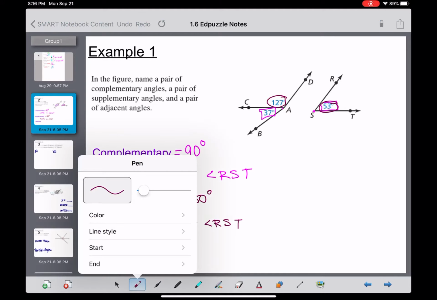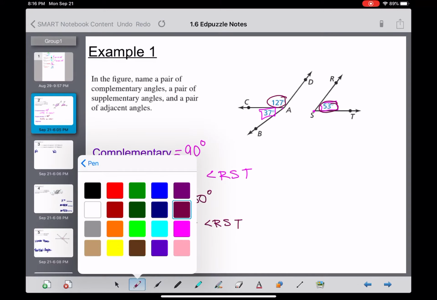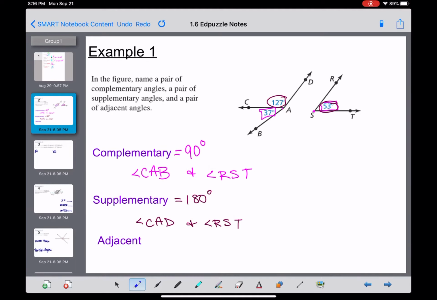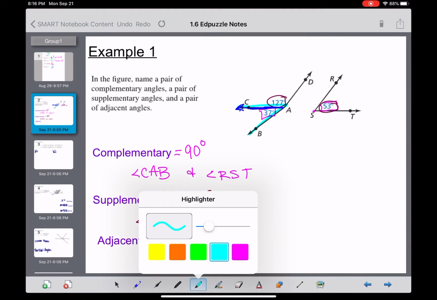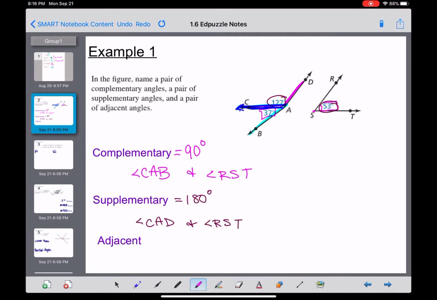Last, we need an adjacent angle, so these two angles need to have a common side. The only common side that we have is ray AC. So our two adjacent angles are angle BAC along with angle CAD, since they have that common side of ray AC.